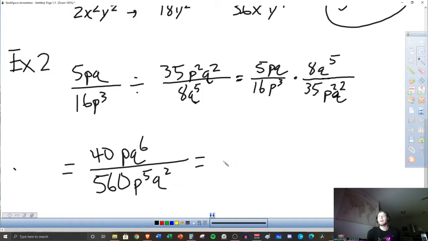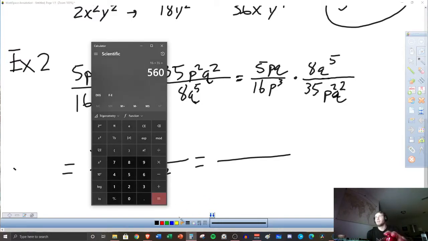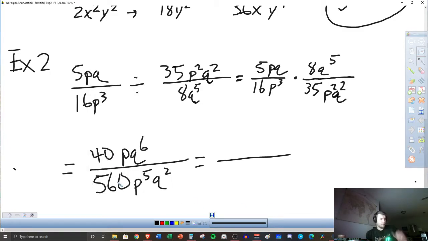Now it's time to simplify. 40 over 560. I wonder if 560 can be divided by 40. Seems likely, but we'll check it out. Okay, 14. So we know that 40 over 560 should be 1 over 14.